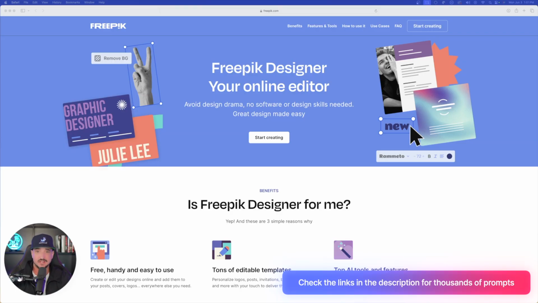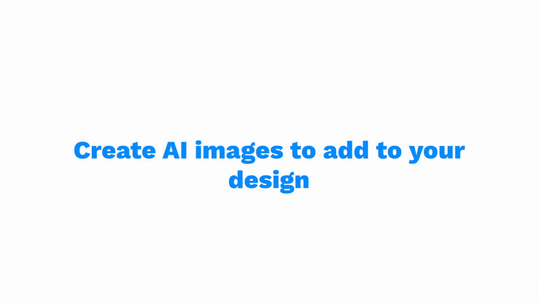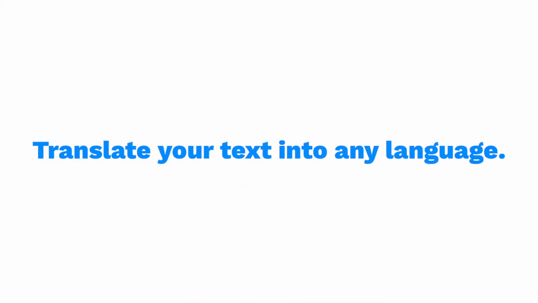Okay, so here we are in Freepik Designer. Now, in my opinion, here are the top three things that you can do in Designer. Create AI images to add into your design without leaving the editor. Use the AI writer to instantly generate awesome text or improve yours, and translate your text into any language. But there's also a lot more, and we'll be covering that as well.